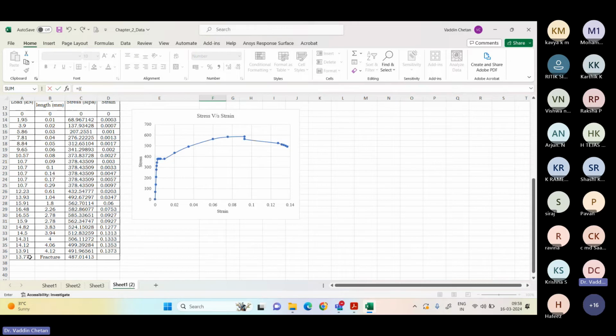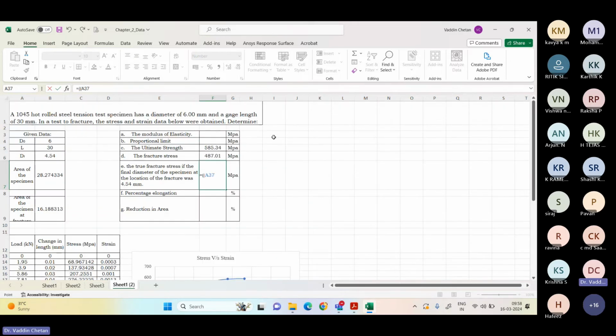that load multiplied by 1000 divided by the area of the specimen at the fracture, right? Divided by the area of the specimen at fracture, right? That is 851.61 megapascal, right? Fine. Now it is done.